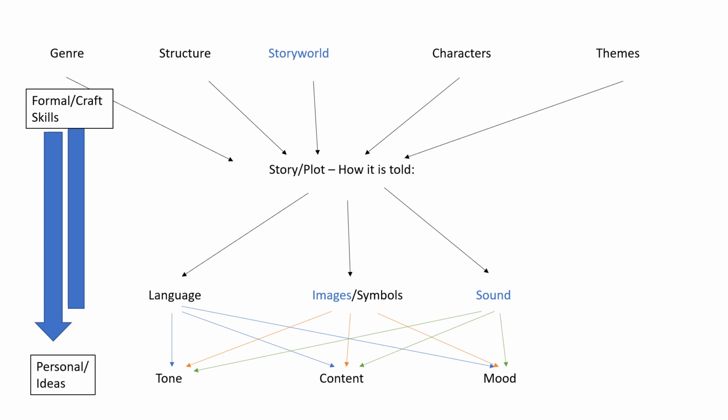And then you have tone, content, and mood. And obviously all of the arrows show how they are all intermingled. So language obviously gives you tone, content, and mood. So do images and symbols, and so does sound.